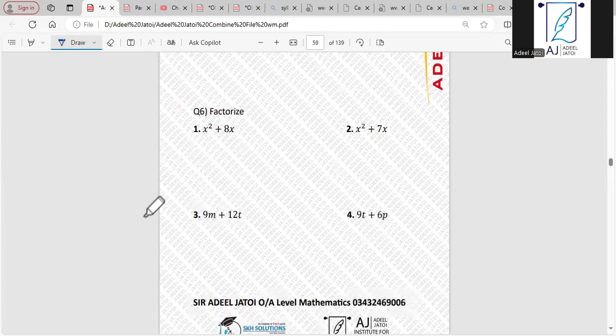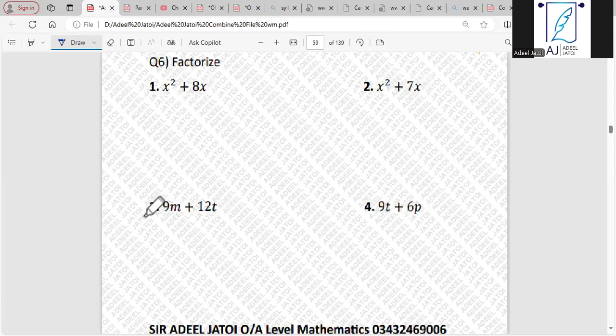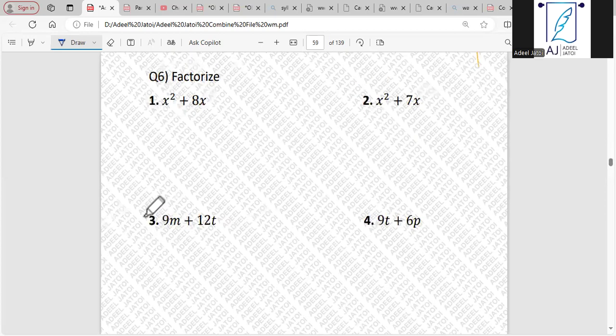Now similar types of questions are there, but let's just work it out with this. In this question, we have x square plus 8. Obviously, what we see common is x, giving x times x plus 8. When we do not have any square number, this will become your answer and this will be known as your factorization.